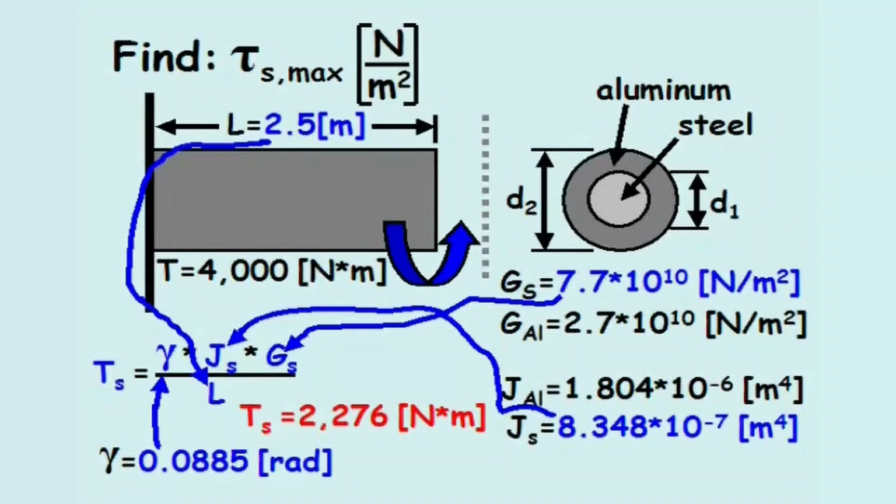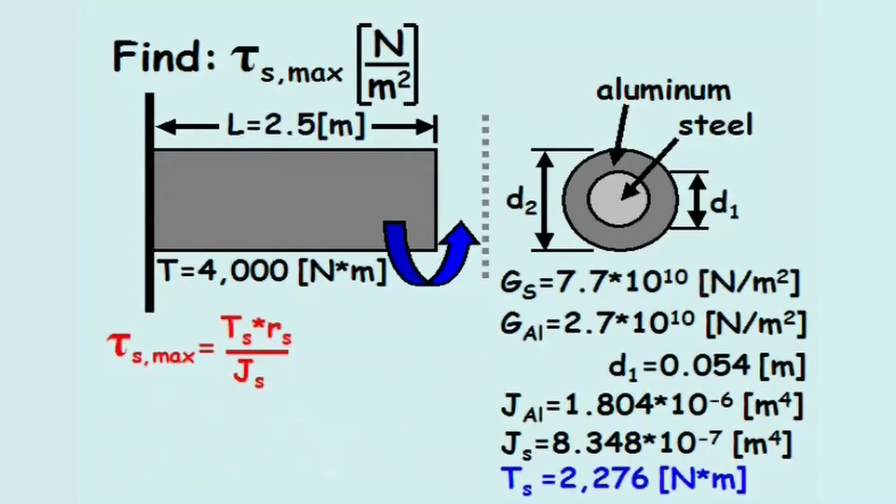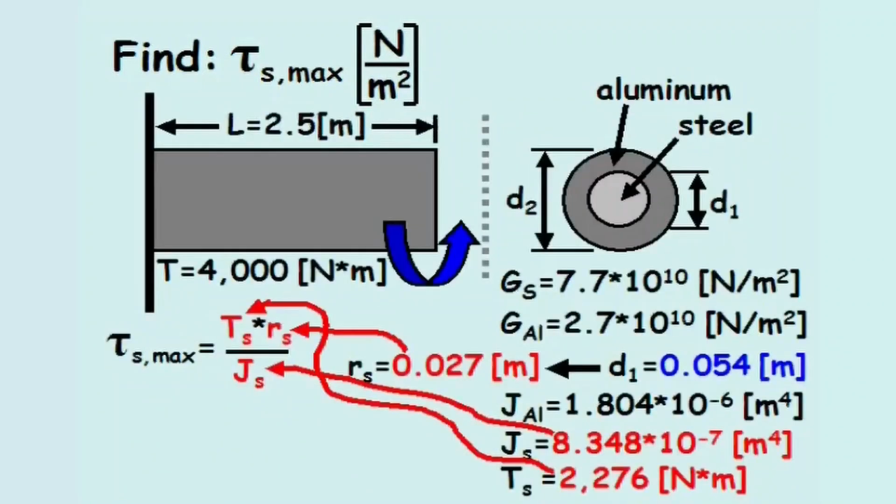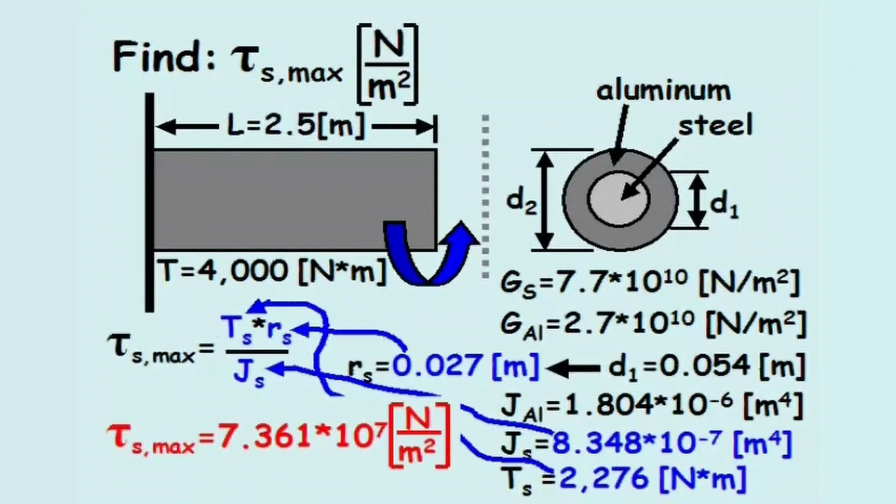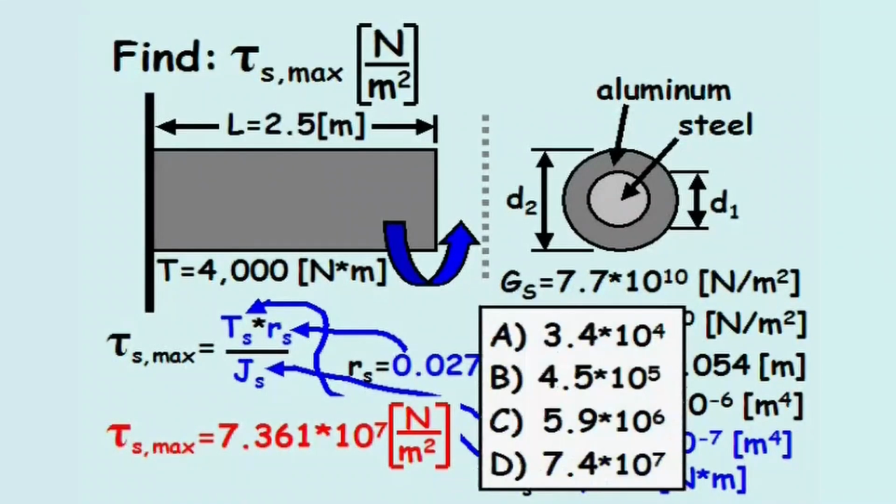Returning to our initial equation for the maximum shear stress resisted by the steel material, we can plug in the values for the torque resisted by the steel, the radius of the steel, and the polar moment of inertia of the steel. And the maximum shear stress in the steel computes to 7.361 times 10 to the 7th newtons per meter squared. When reviewing the possible solutions, the answer is D.